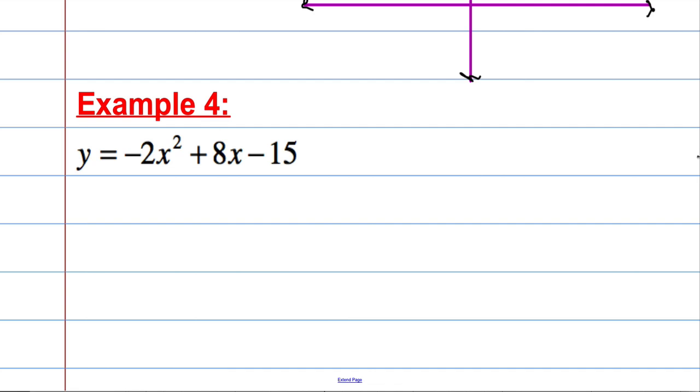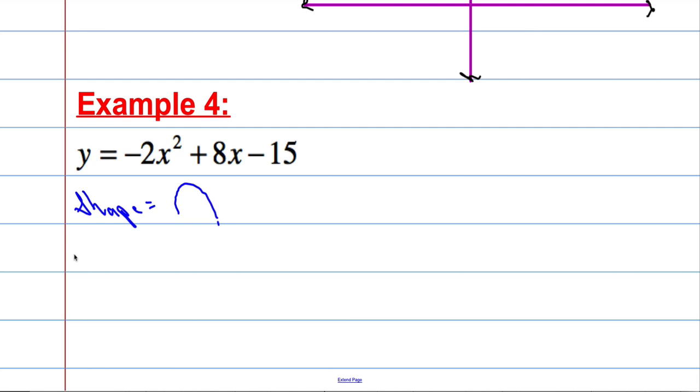Y equals minus 2x squared plus 8x plus 15. Right, first thing we're going to do, consider this shape. Shape has an E, last time I checked. The shape is an n-shaped graph because the coefficient of x squared is negative. So it's going to look like this, something like this. That's the shape.